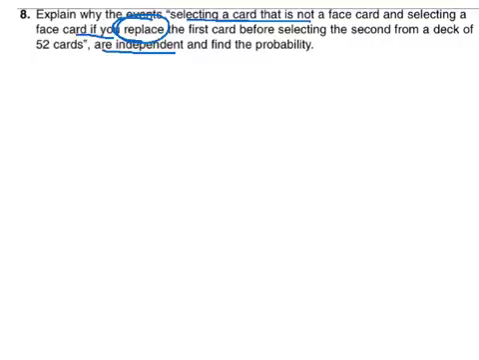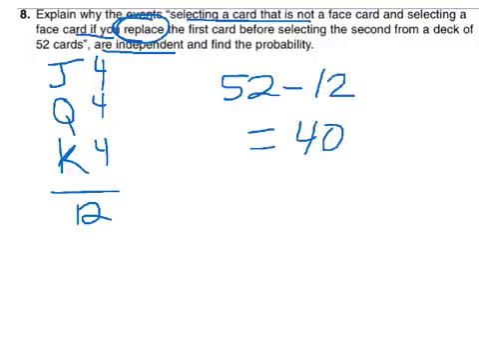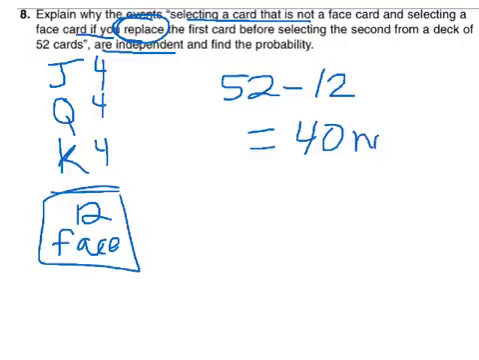So with that, we have to figure out how many face cards there are. Well, face cards are the jacks, queens, and kings. There's 4 of each, so there's 12 face cards. Out of 52 cards, so we do 52 minus 12, that means there's 40 non-face cards. So these are face, these are non-face, or number cards.